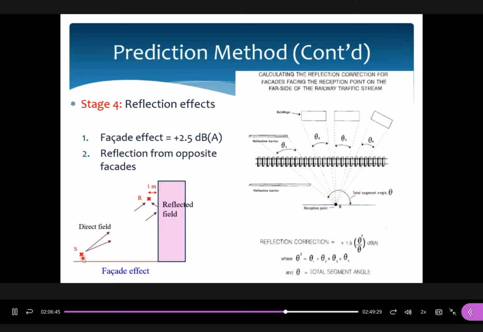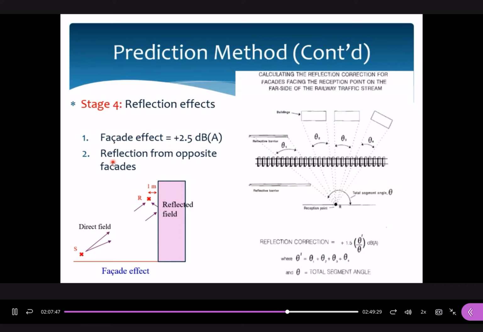Let's say this is a railway source, rolling noise. When it generates direct fields to this assessment point, we cannot guarantee all sound fields can go to this particular point, correct? Some of them could hit these hard boundaries, and then reflections could occur. We don't know the level of this one, so they propose that the correction factor is 2.5 dBA. In some standards, let's say in Hong Kong, we use 3 dBA. No matter whether you use 2.5 or 3 dBA, the values are similar to each other. So this is what we call the facade effects, and we apply 2.5 dBA as the correction factor. Any problem? Do you understand this part?